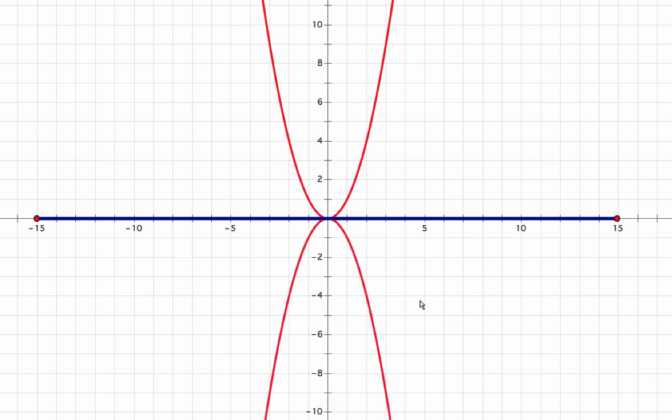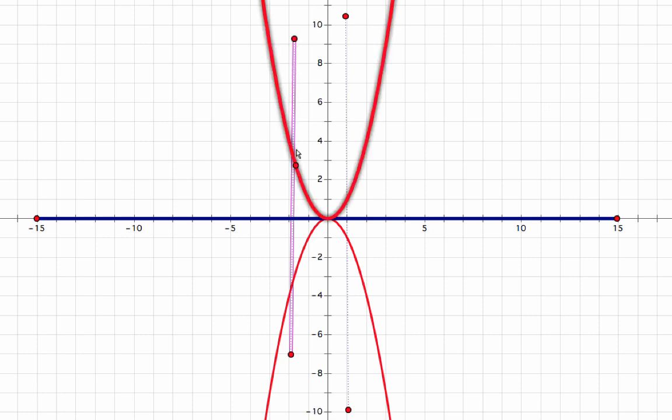Is it a function, though? Remember our vertical line test? We can draw lines to see if it intersects more than once, then it's not a function. As we can see right here, this isn't a function. So graphs that are symmetric across the x-axis usually are not functions.